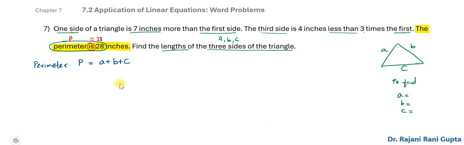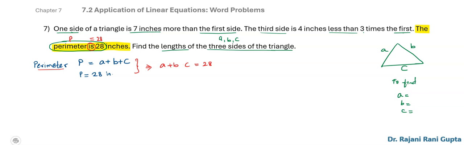So what is given? This is the formula, and it is given that the perimeter is 28 inches. If we use these two, this gives us A plus B plus C is 28. You need to remember this rule that perimeter is given by this. Let's find out what else is given.